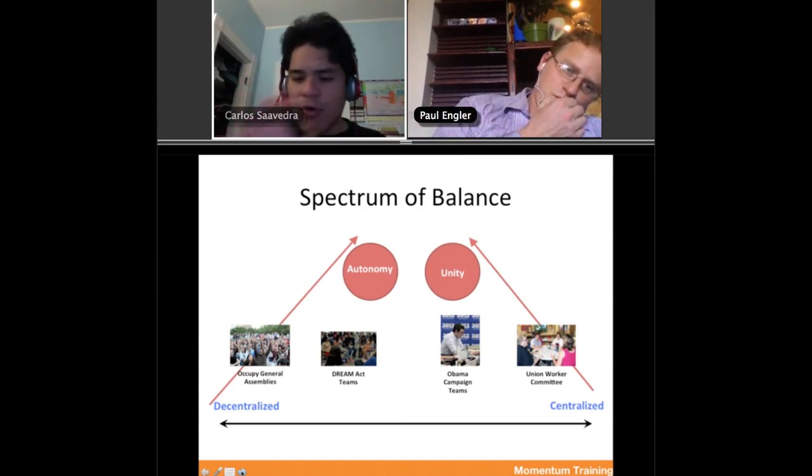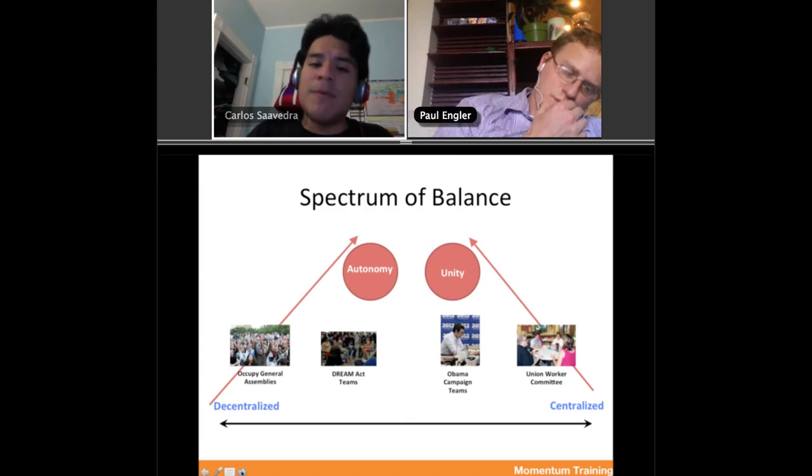Okay. So again, I want to just go through the spectrum for a second. This is just to give examples. Kind of the most centralized are union worker committees, very centralized. You need an organizer on top of it. Then we have put the Obama campaign teams even more on the centralized side, but also toward the middle, having a lot of unity and also some autonomy. We have put some of the Dream Act teams that I was a part of building, which I think have more autonomy than unity sometimes. There's unity in meta branding, and you will see some of the aspects here. But still, the teams are very autonomous because that's how we created them, because we didn't have a lot of resources to support all the teams at the same time. And of course, I already talked about the Occupy General Assemblies.